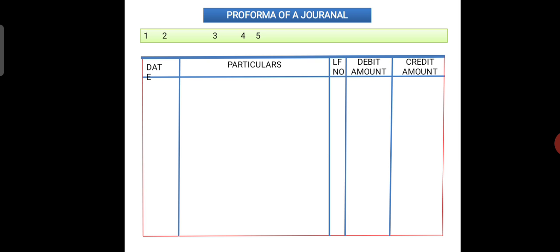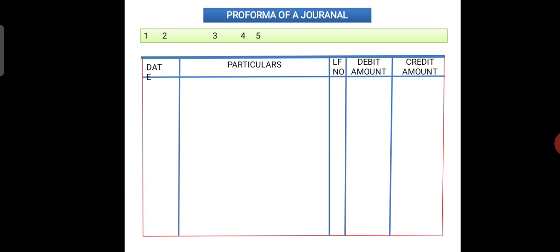What purpose do we make a first column in the journal? Yes, to record the date, month and year. What is the purpose to prepare the second column in the journal? Yes, your answer is correct. To record the business transaction in the form of entry. Next, the third column. What is the purpose to prepare a third column in the journal? To record the ledger folio number.